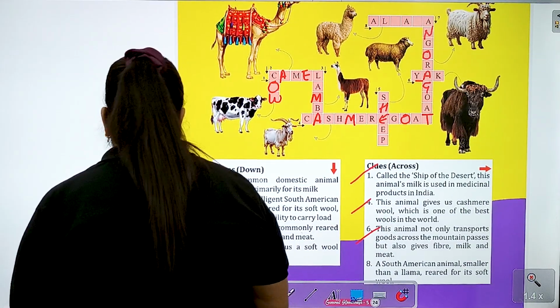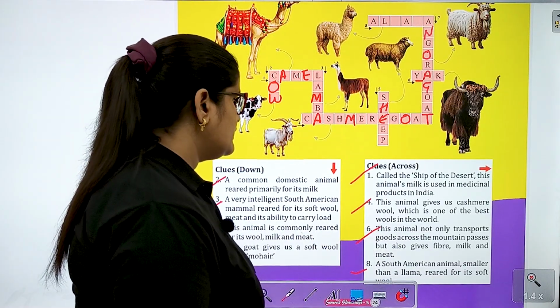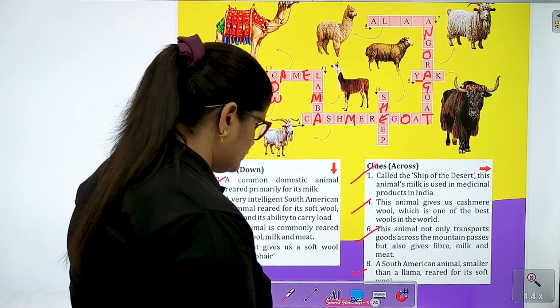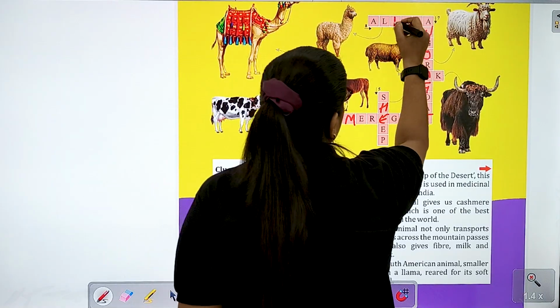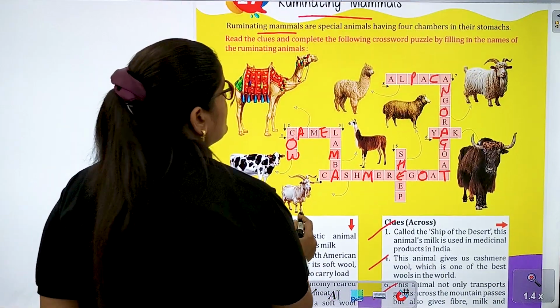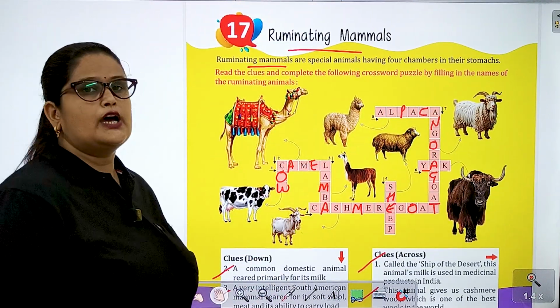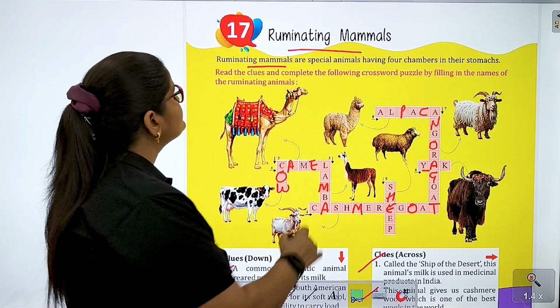Number 8, a South American animal smaller than a llama, reared for its soft wool. This is alpaca. Okay, so everyone, this chapter is in here. Now let's begin the next chapter, chapter number 18.